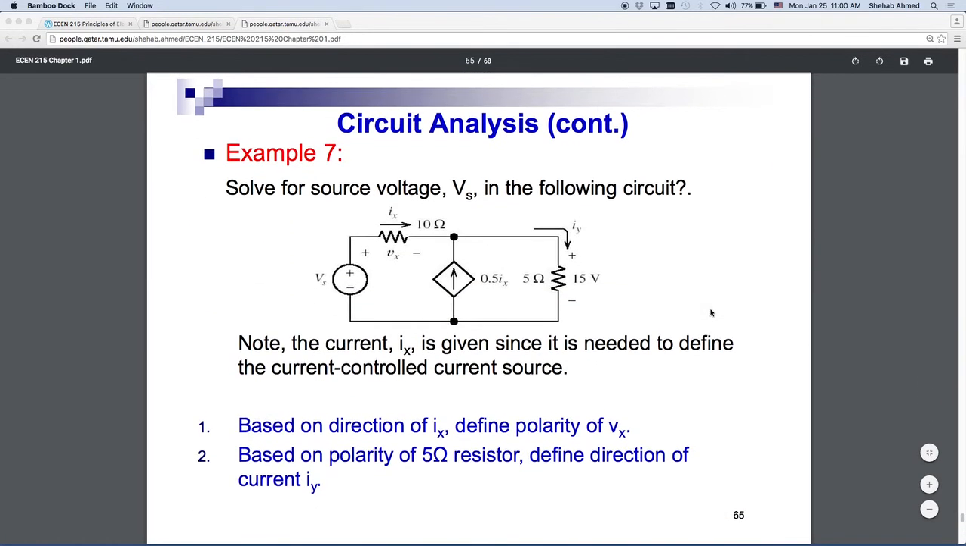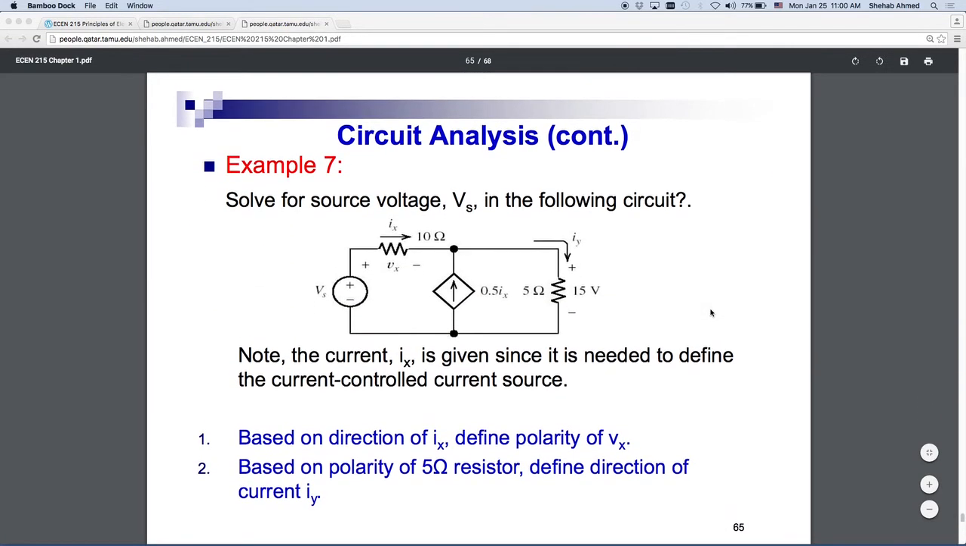This is slightly more involved. It also includes a dependent source. We talked about dependent sources, and we gave their analogy last time when we introduced the idea. So solve for the source voltage. Here, what is unknown is the actual source voltage. It's like you have a fluid circuit, and you would like to define what pump pressure to use, right?